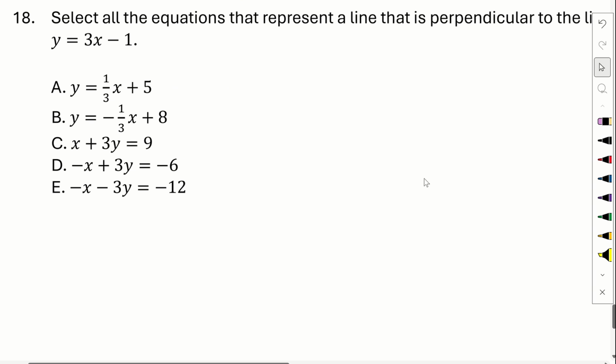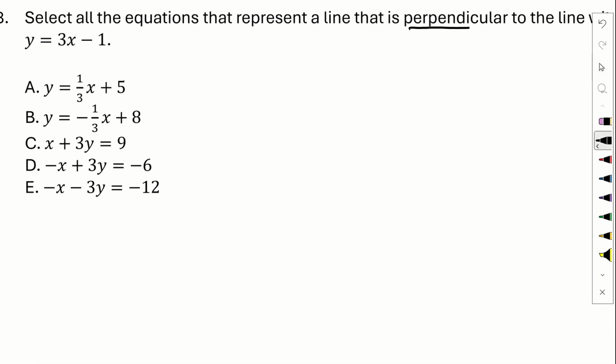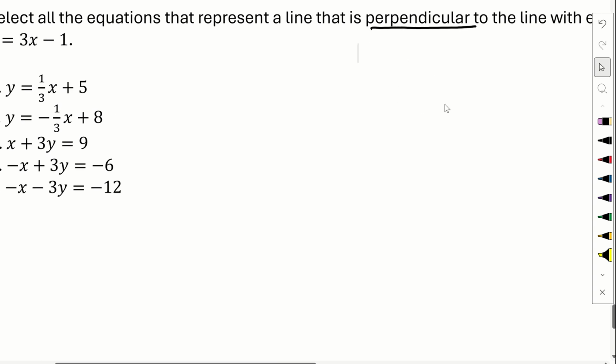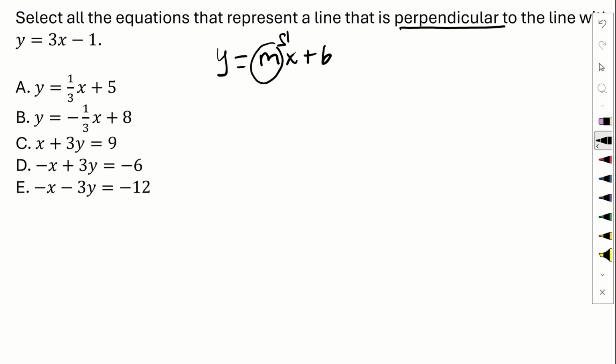All right, so number 18. Select all the equations that represent a line that is perpendicular. That means it crosses at a 90-degree angle. That means the slopes are flipped and switched, or opposite sign, with the equation y equals 3x minus 1. Remember, y equals mx plus b. M is the slope. We know that y is equal to 3x minus 1, right?